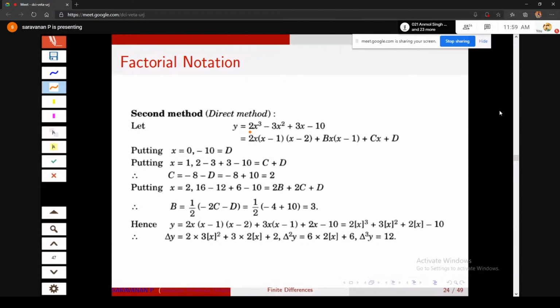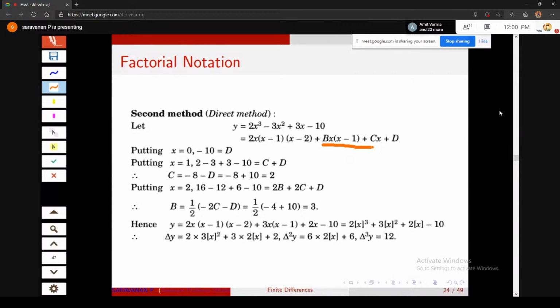We already know the highest power and the constant term, there is no change. So we need to compute only the other terms. So I take them as b and c. Rewrite this as a constant into factorial x cube, that is x(x minus 1)(x minus 2), plus b into factorial x square, that is x(x minus 1), plus c into factorial x plus d. Now our aim is to compute b and c.